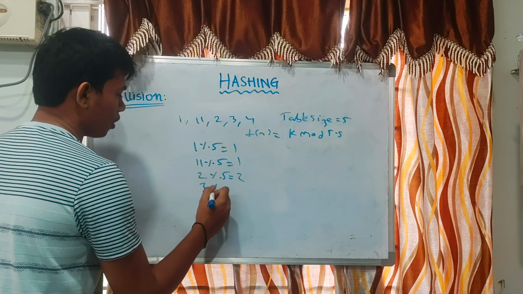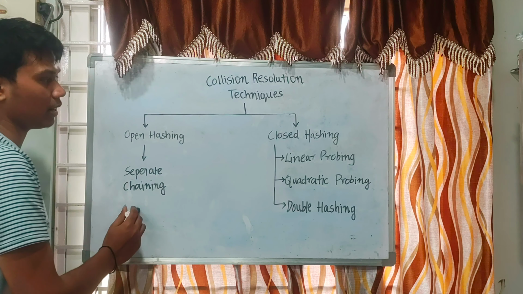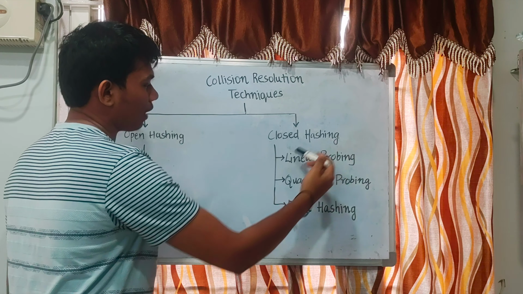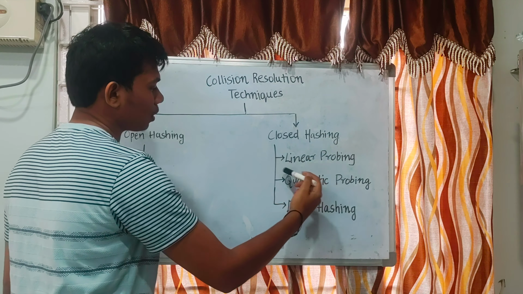So to solve this, we have some collision resolution techniques. Let us discuss the collision resolution techniques. They are broadly classified into two types: open hashing and closed hashing. Under open hashing, we have the concept of separate chaining, and under closed hashing, we have linear probing, quadratic probing, and double hashing. Now we are going to discuss separate chaining.